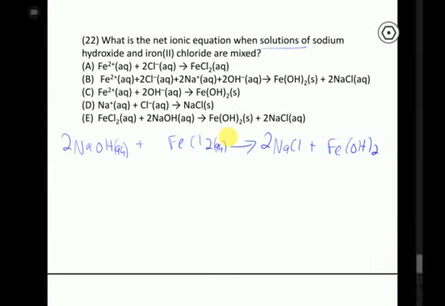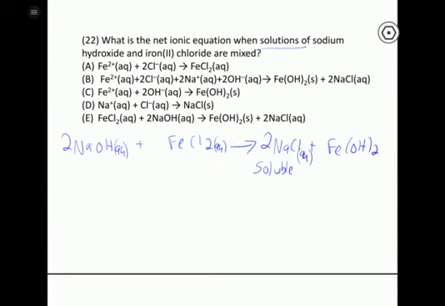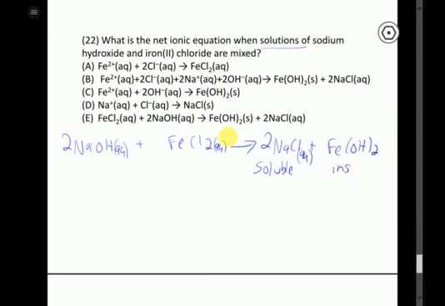So NaCl is sodium plus and chloride. Sodium is always soluble, Na plus, so this will be aqueous. But then iron hydroxide, most hydroxides are insoluble. The exceptions are the group 1A, sodium, lithium, potassium, all those, and the heavier ones in group 2A. So hydroxide is usually insoluble, and that's going to be true for any transition metal hydroxide especially. So this one's insoluble, so it's going to exist as a solid.